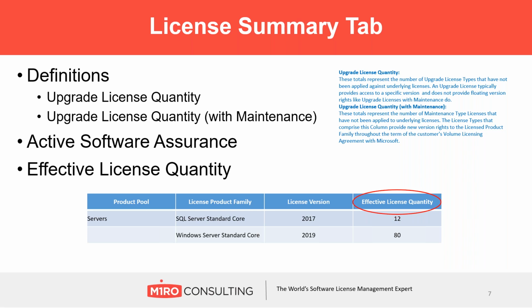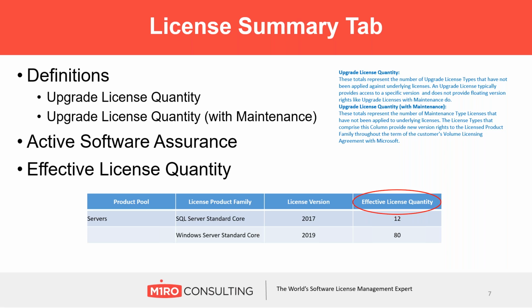Now, if there is a positive value in the active SA quantity column, then there will be no positive value in this column for upgrade license quantity. So typically the products listed with an upgrade license quantity are older versions, which are probably unsupported. Remember that the MLS goes back to 1993 as a purchase history. So 2005 of SQL Server, for example, is no longer supported.